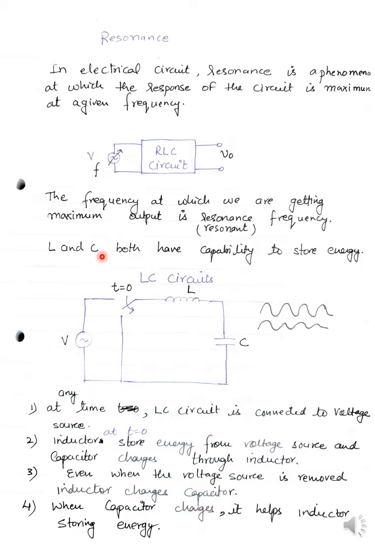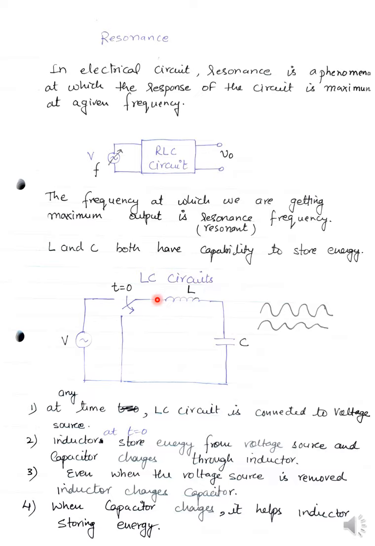As we know that inductor and capacitor both have the capability to store energy. So the energy stored across the inductor is usually the magnetic energy, and the energy stored across the capacitor is capacitive energy, or you can say it's electrical energy or electrostatic energy. So suppose at any time t, an LC circuit is connected to a voltage source. So we have this circuit, we have a voltage source which is a variable of t, and it is connected to this circuit which has an inductor and a capacitor at any time t.